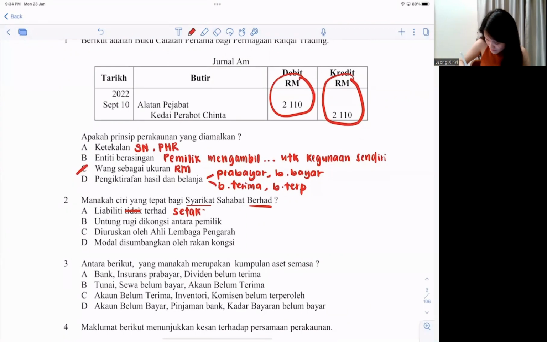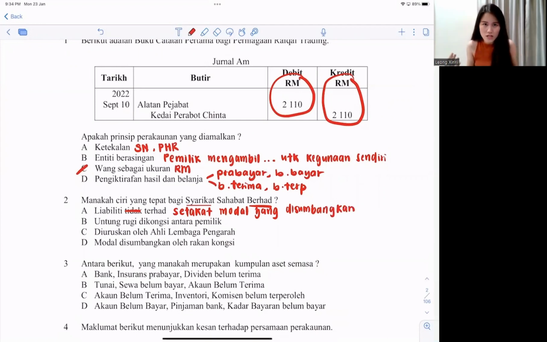Setakat modal yang disumbangkan. So for example, if I'm a shareholder, pemegang share, I brought money into the syarikat, let's say 20,000. So let's say the company starts to have debt and we need to help to pay, right? You don't actually need to pay more than what you have brought in. So I have brought 20,000, I will bear the 20,000. So after I finish bearing my 20,000, you don't need to take money from me anymore. I will be leaving the syarikat and you guys bear the rest. So this is the meaning of liability terhad.